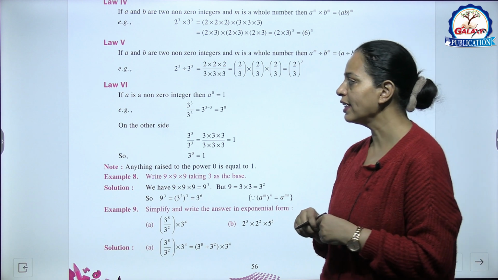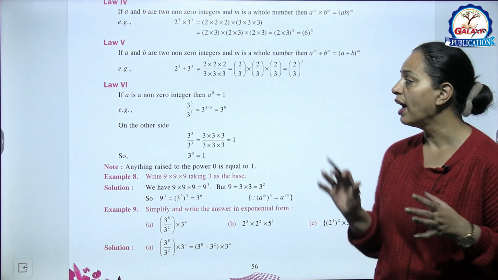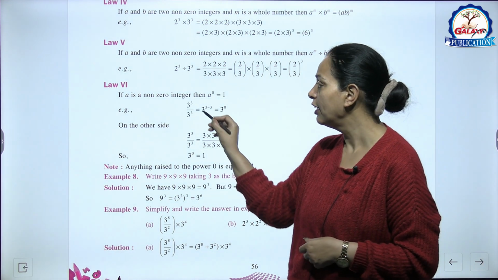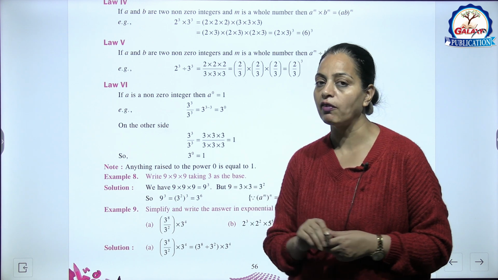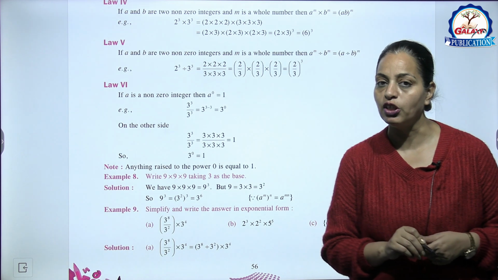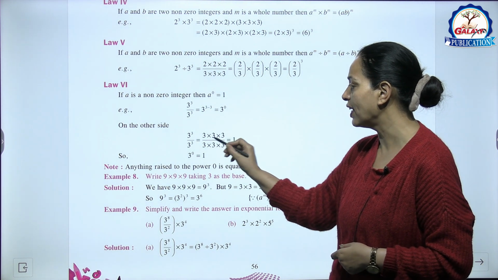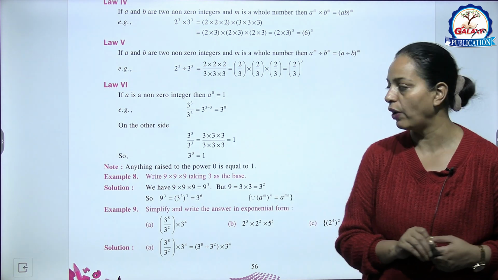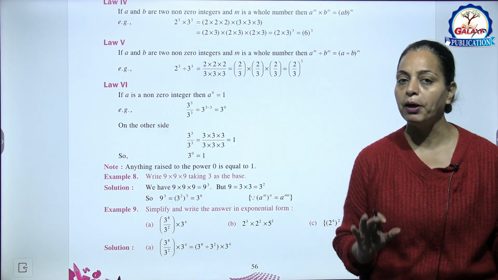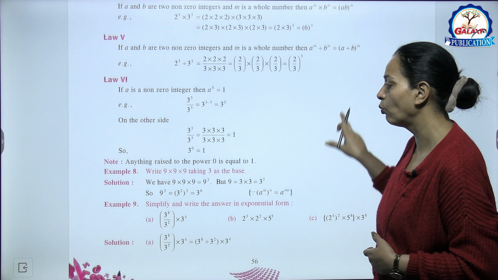Okay. Now law 6, if a is a non-zero integer, then a raised to the power 0 equals to 1. अगर पावर 0 है, बेस कुछ भी है, आंसर वुड बी 1. सी हेयर 3 raised to power 3 upon 3 raised to power 3, ये क्या बन जाएगा, 3 raised to power 3 minus 3, यानी 3 raised to power 0 means that is 1. Okay, you can see over here, हम 3 3 कैंसिल कर देंगे, it becomes 1, right? Now one point is here, anything raised to the power 0 is equal to 1. बेस कुछ भी होगा, पावर अगर 0 होगी, that means answer is 1.